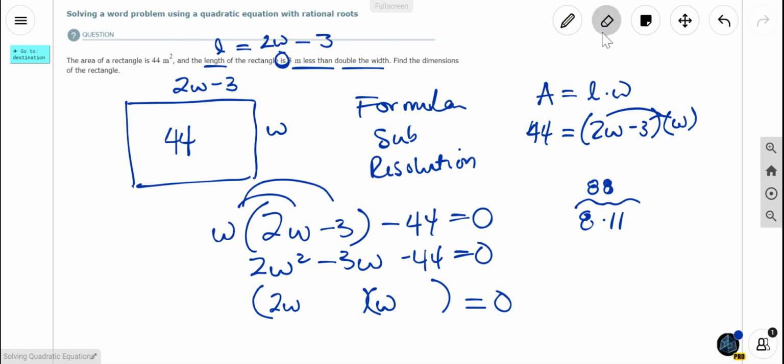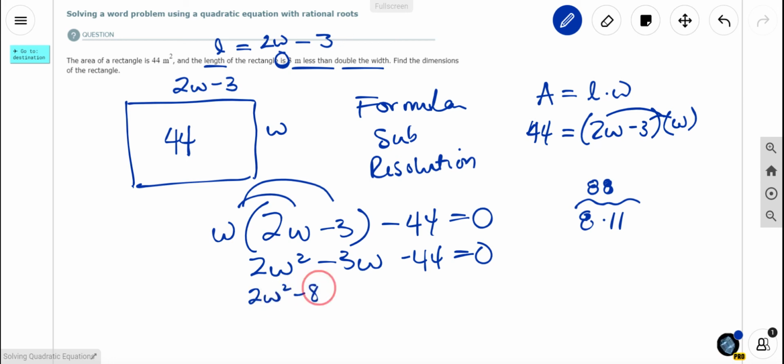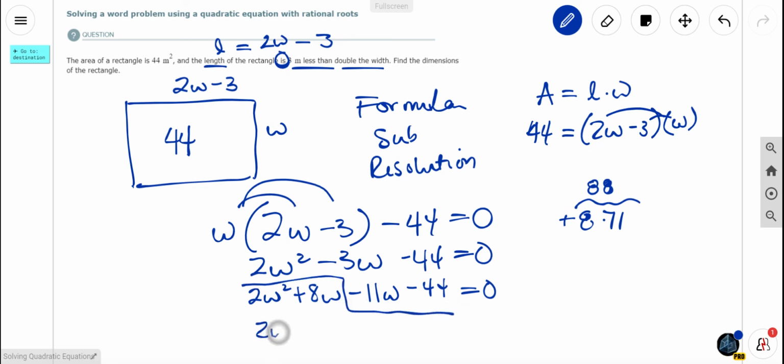So I am going to go ahead and erase this because I didn't want to do a guess and check with 44. So here we go. It's going to be 2W squared minus 8W, no, plus 8W minus 11W, because remember, I want to get a negative 3. Okay, minus 44 equals 0. I'm going to factor by grouping now. So we go 2W times W plus 4.